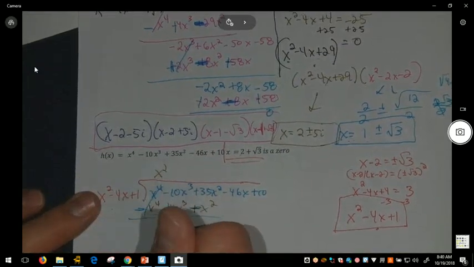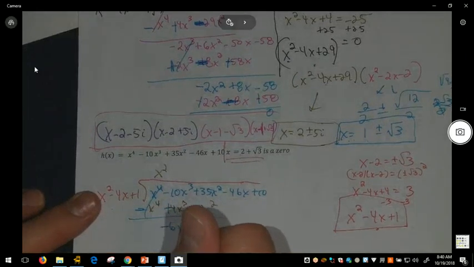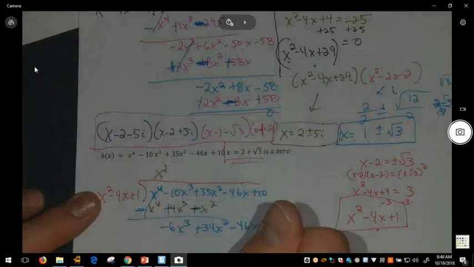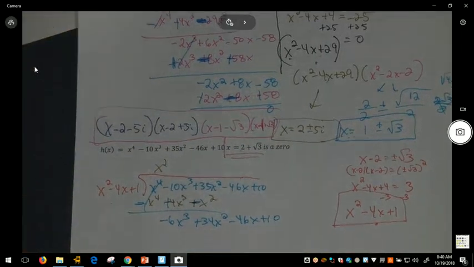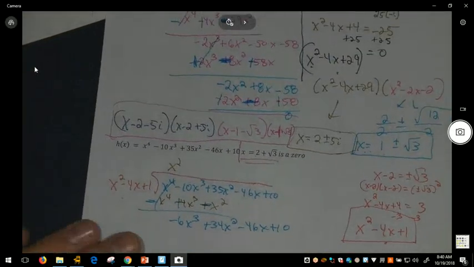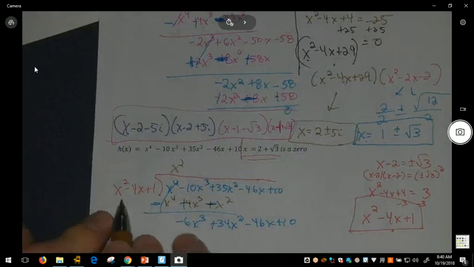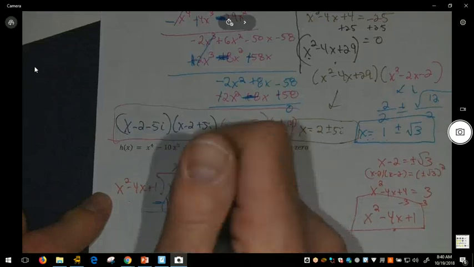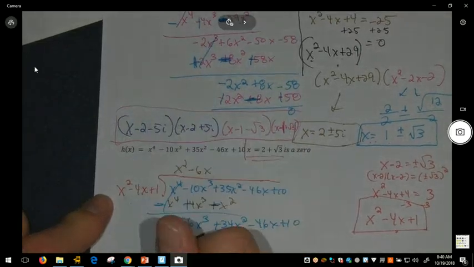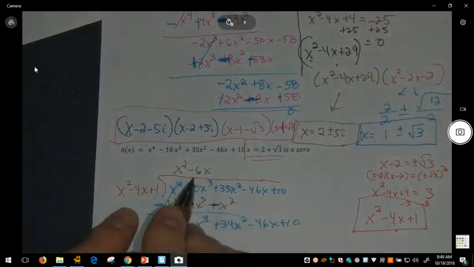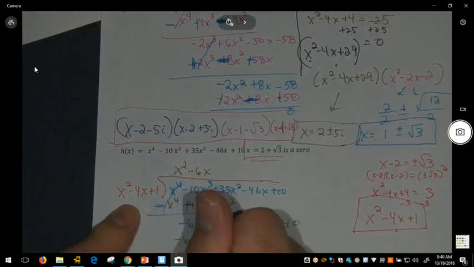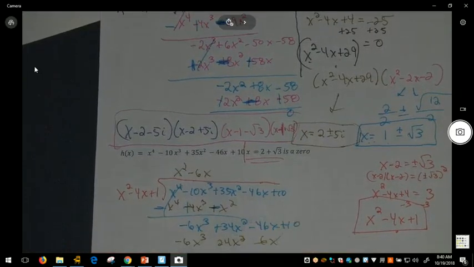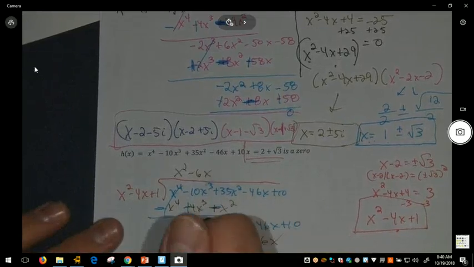That's gone. Negative 6x cubed, positive 34x squared minus 46x plus 10. To get this to be x, so negative 6x cubed, we have to multiply by negative 6x, giving us negative 6x cubed, positive 24x squared, negative 6x. I'm going to change the sign on everything.